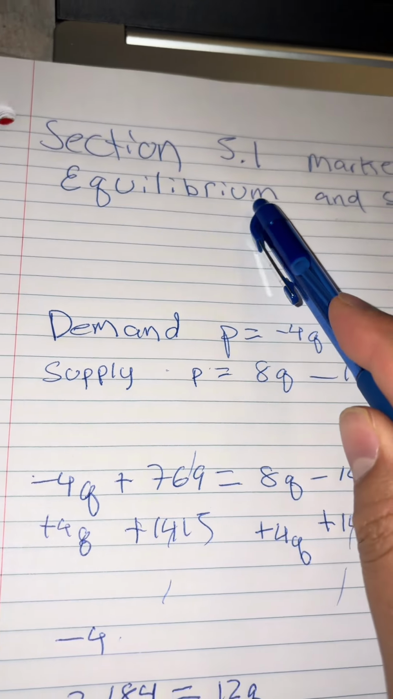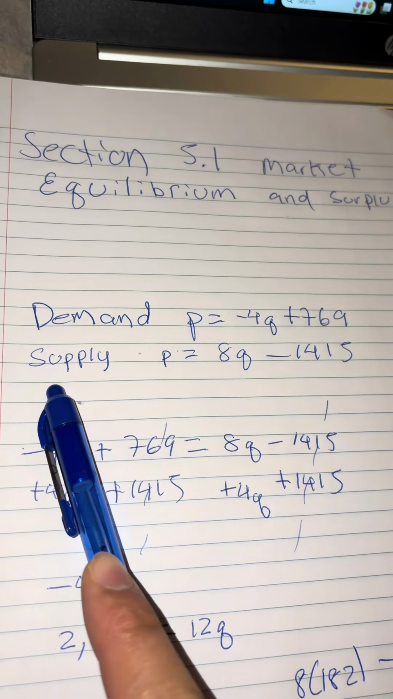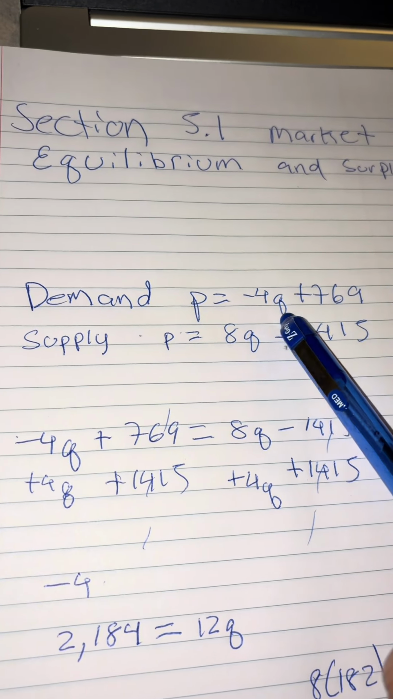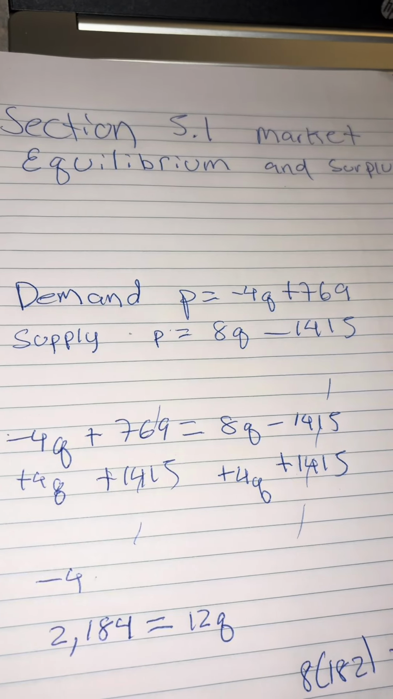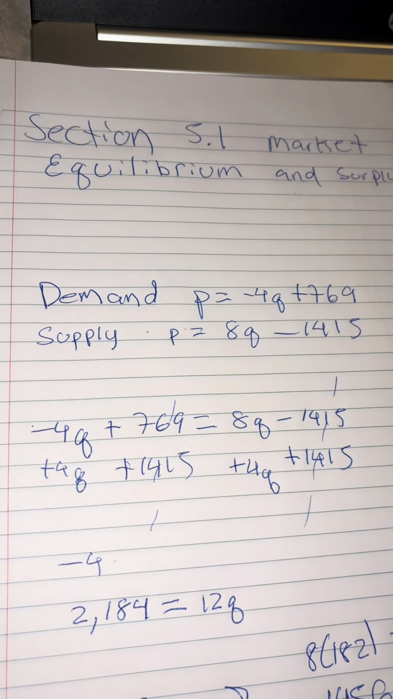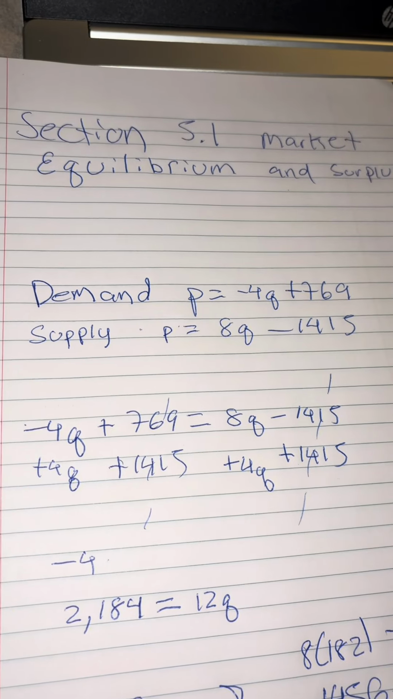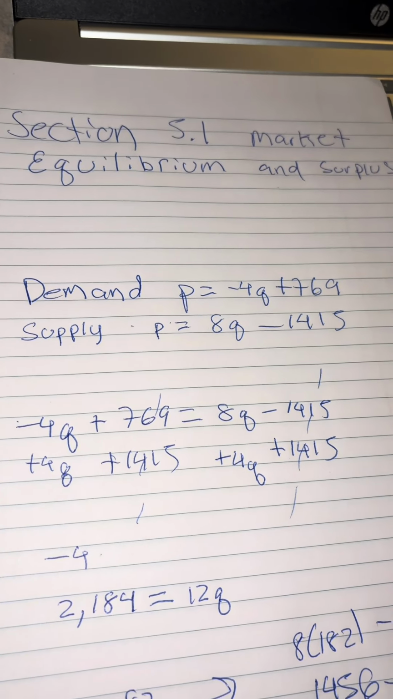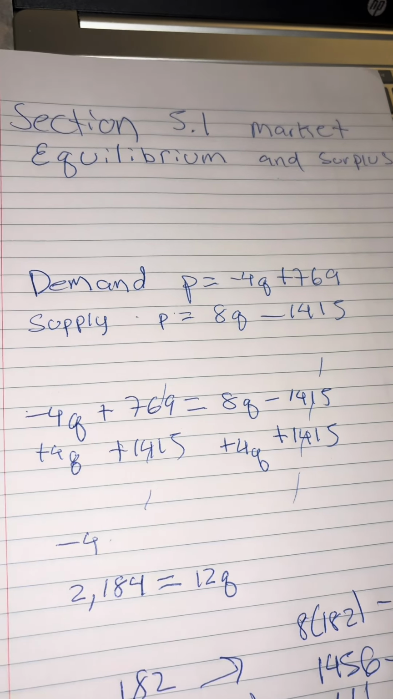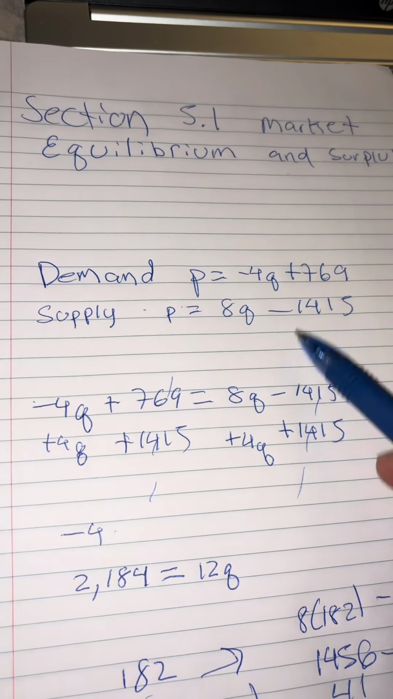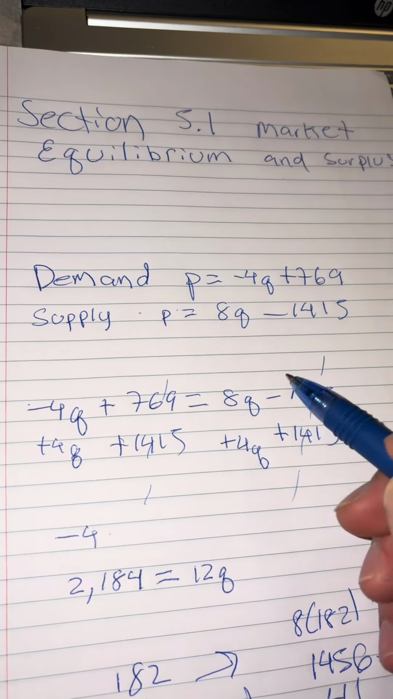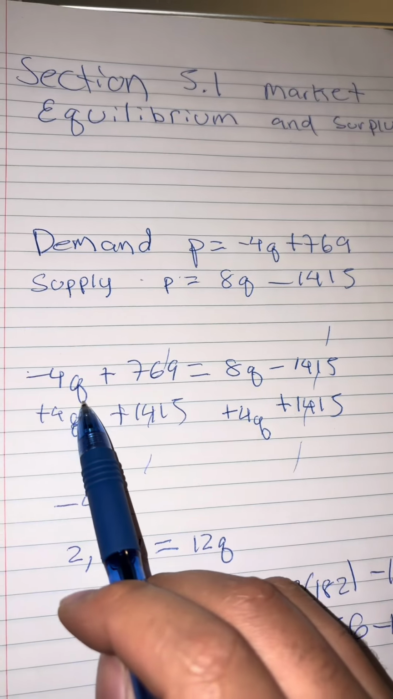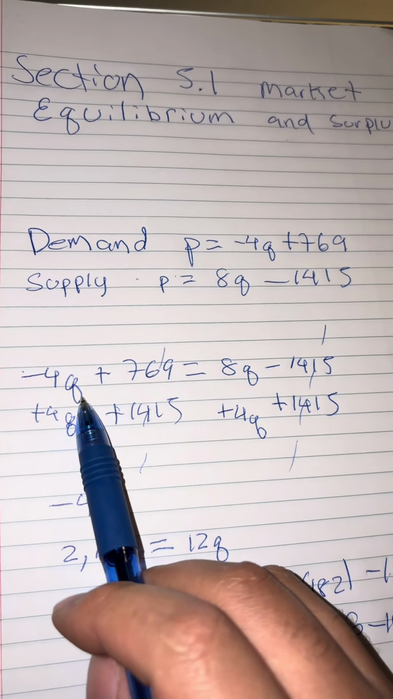So here we have section 5.1, and we have an example. Demand is P equals negative 4Q plus 769, and supply is P equals 8Q minus 1415. And so in order to find the equilibrium, we must set them equal to each other and solve for Q. So I did so here in this following step.